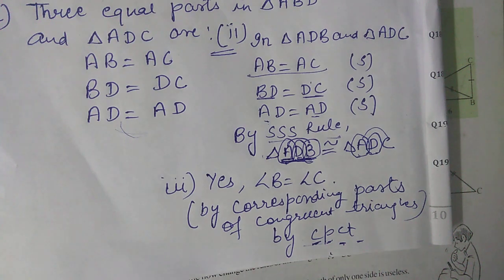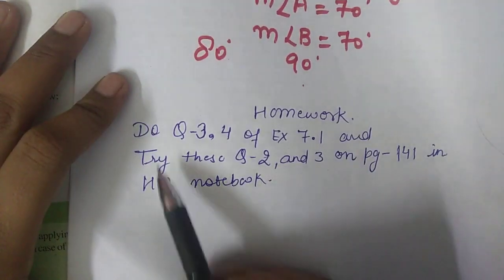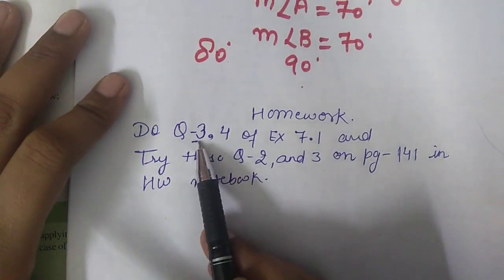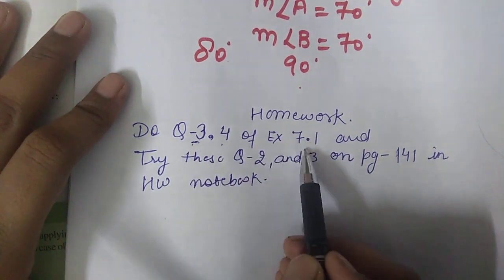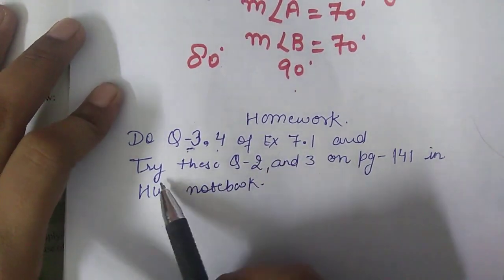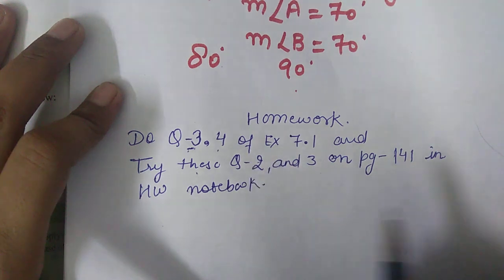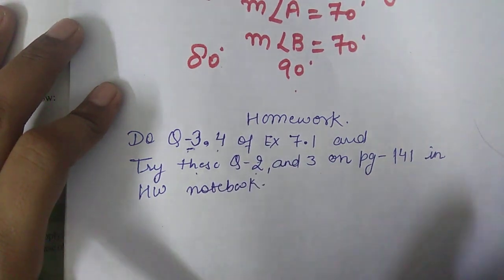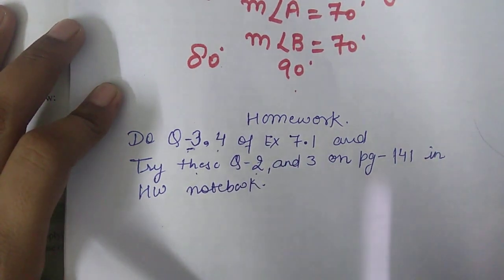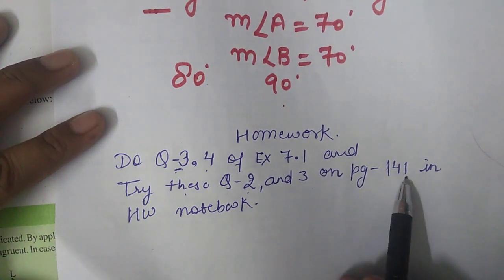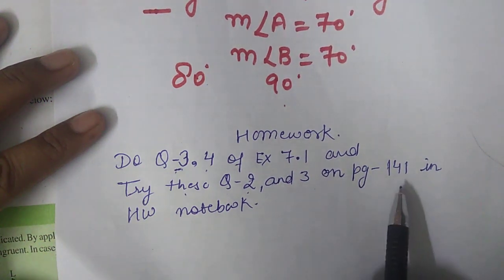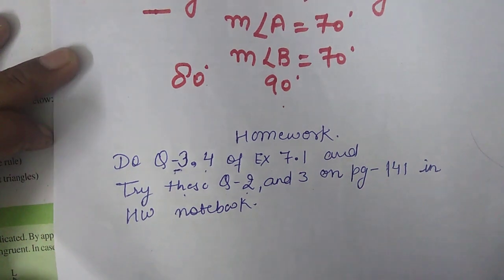Okay, now come to the homework. Your homework is to do question number 3 and 4 of exercise 7.1, which I have already explained, and the try these questions. Question number 2 I have also explained completely, and you have to write the same way. Question 3 is on page number 141. These are the try these questions given on this page; do them in your homework notebook.